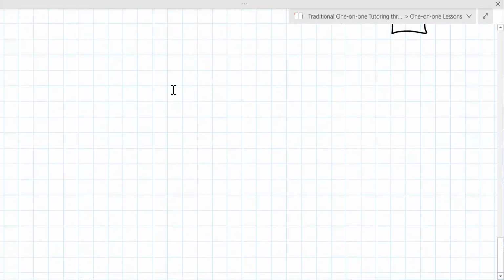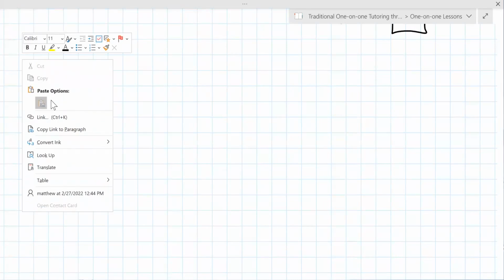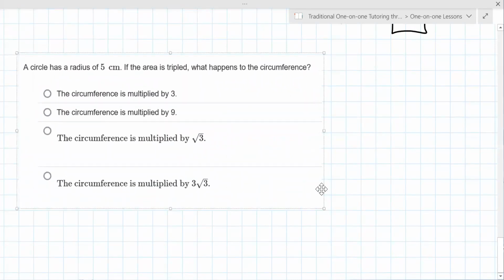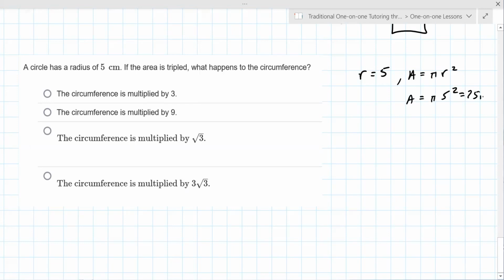All right, so you ready to get started on some new questions here? Yep. Okay, a circle has a radius of 5 centimeters. So they're telling you the radius is 5, and the area, what is the area? It's pi r squared, right? So that's pi times 5 squared, or 25 pi. Now it says that the area is tripled. So which number are we tripling? We're tripling 25 pi. So that's 75 pi.